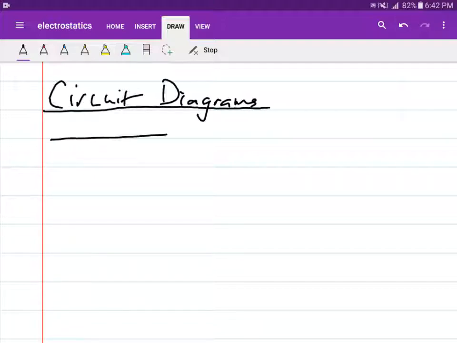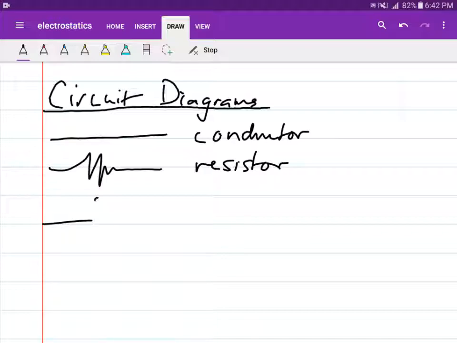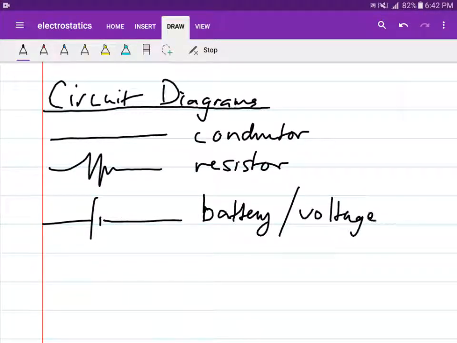So if I draw something like this, this is a symbol for a conductor or a wire. If you see something like this, this is a resistor, and here is a battery or voltage source. This battery or voltage source must have a terminal. One having the shorter end is the low potential, and the positive terminal would be the one with the longer vertical line.